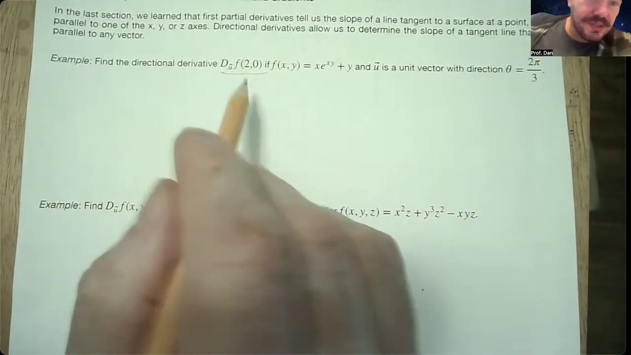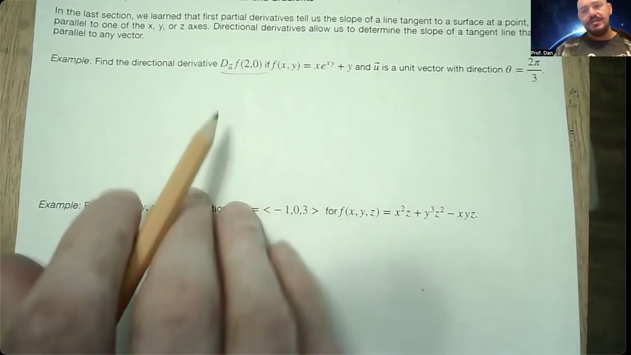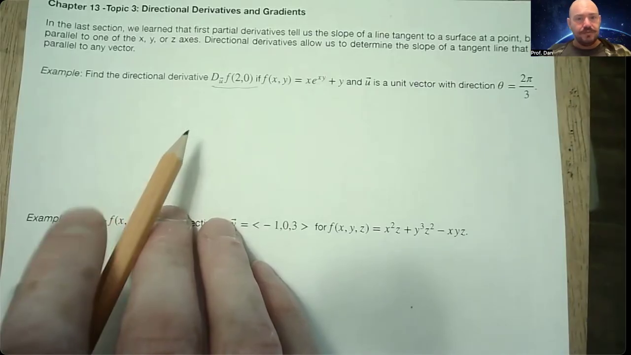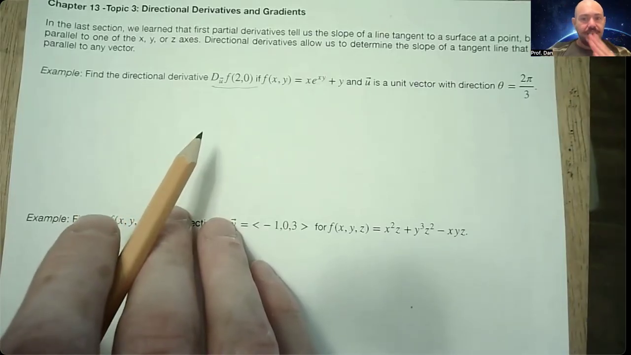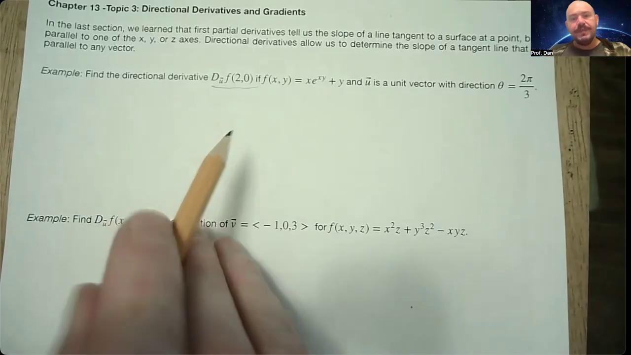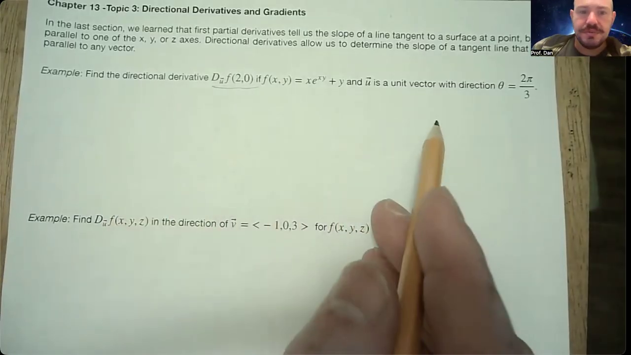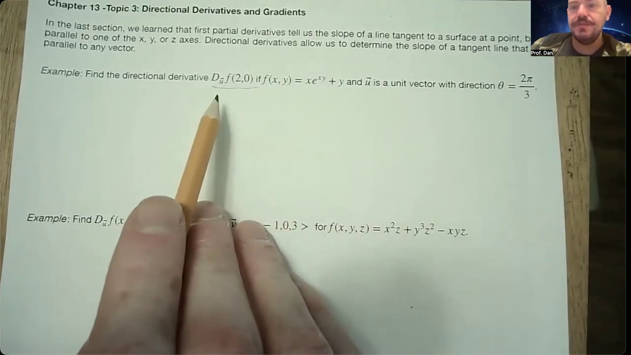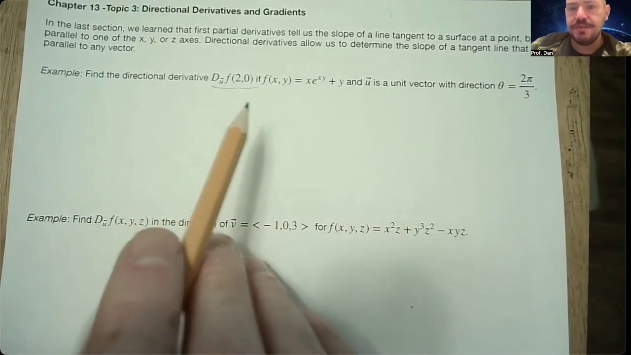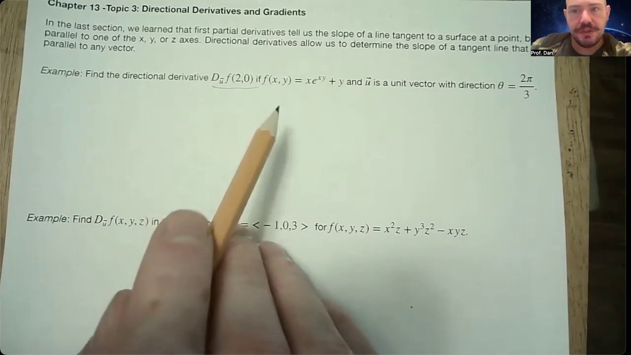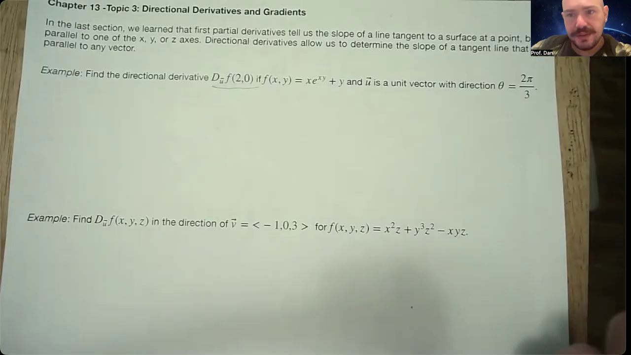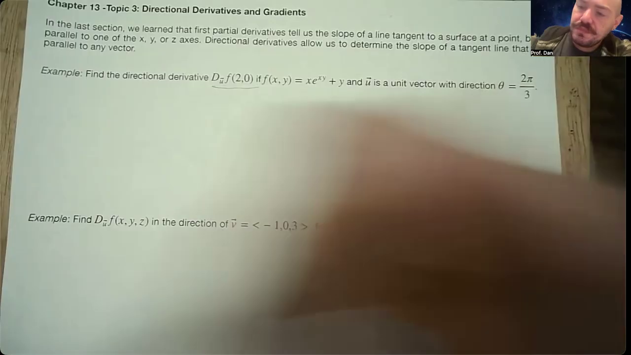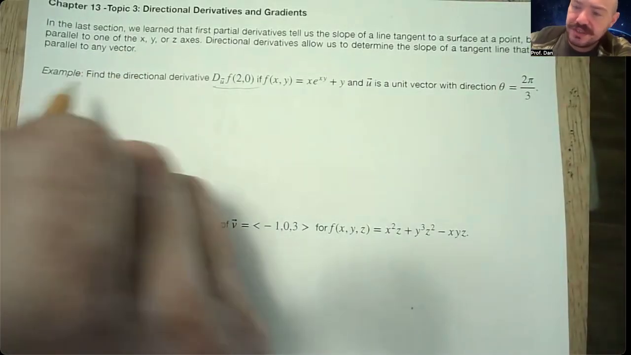So the way it works is that your directional derivative, again, is the slope of a tangent line. So the result is going to be a scalar, a number. That number is the slope of that line that's parallel to that vector. The way that we get this number is by multiplying each partial derivative times that component of the vector and then adding them. Basically, we're taking a dot product. So let's look at this example.